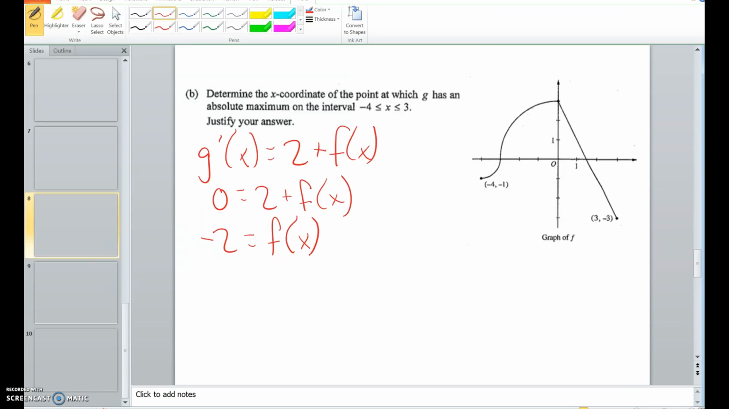So I've got my graph of f over here. And so I am looking for places where the y value of f of x is -2. It looks like it happens right here. It looks like it's like 2.5, so 5 halves.